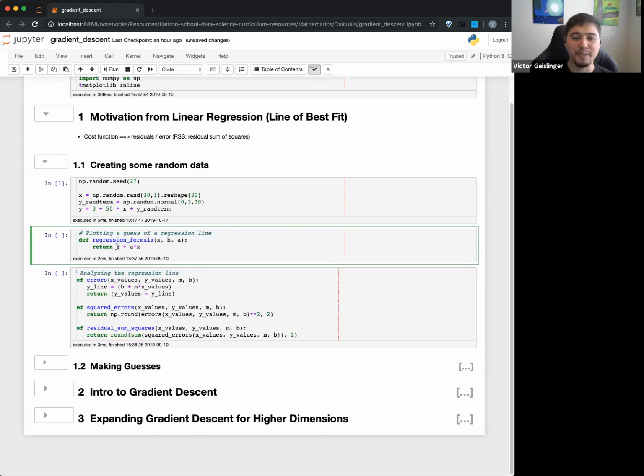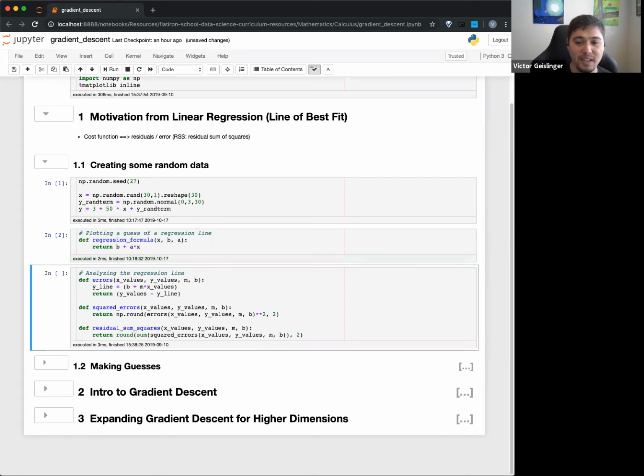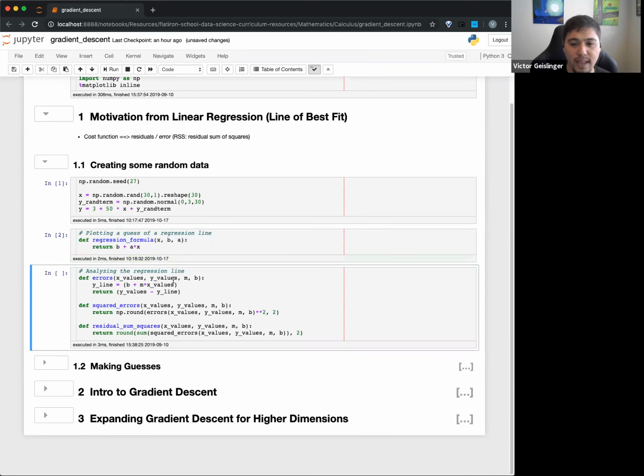There's probably some historical reason, but a and b makes more sense to me, so I put it that way. So just know that's a little difference in case it's different from the curriculum. And of course, I'm not even consistent here, probably because I took this from the curriculum. Next, I'm defining a few functions like errors, squared errors, and residual sum squares. It allows me to calculate the residual sum squares, or RSS. This is going to be how bad our regression line is to the data.